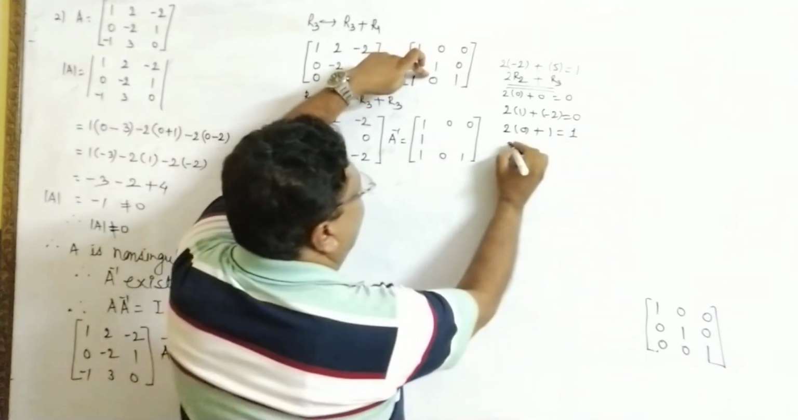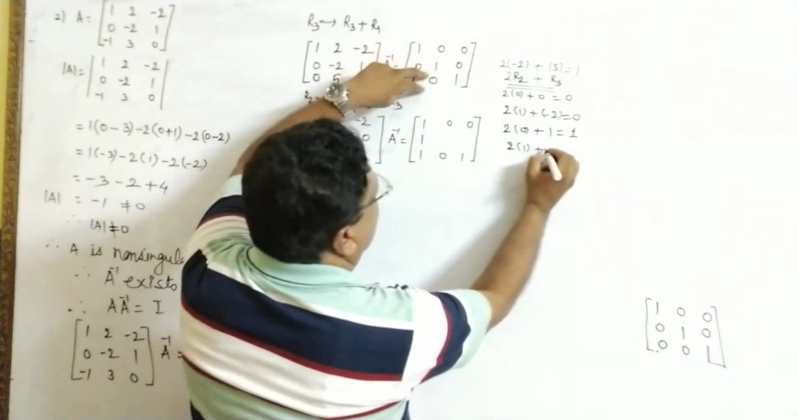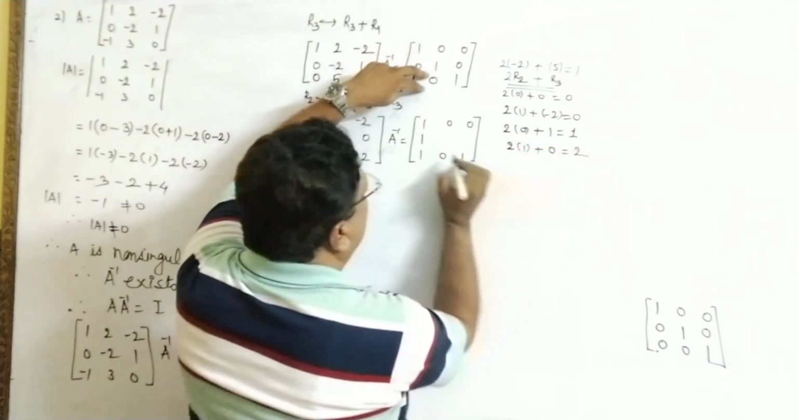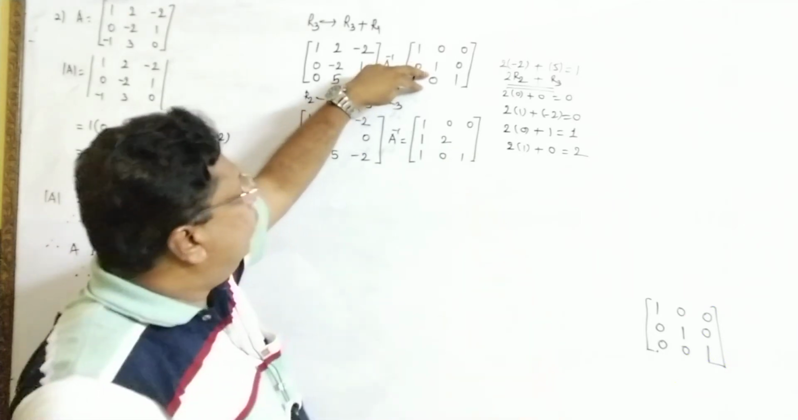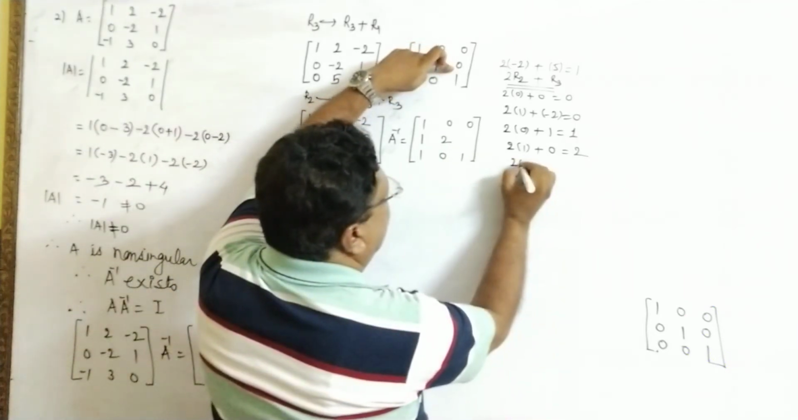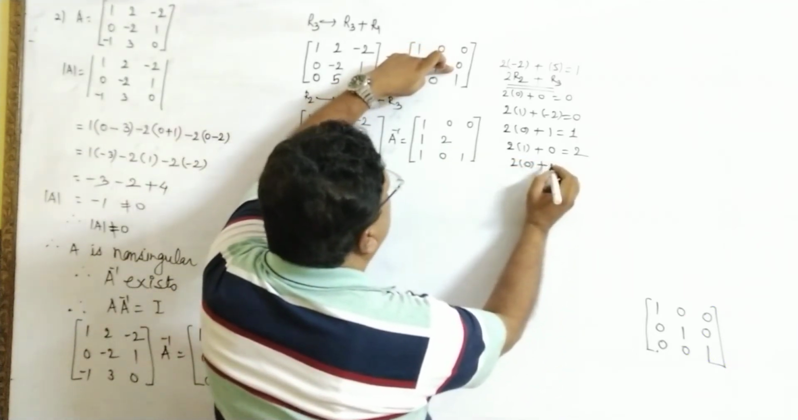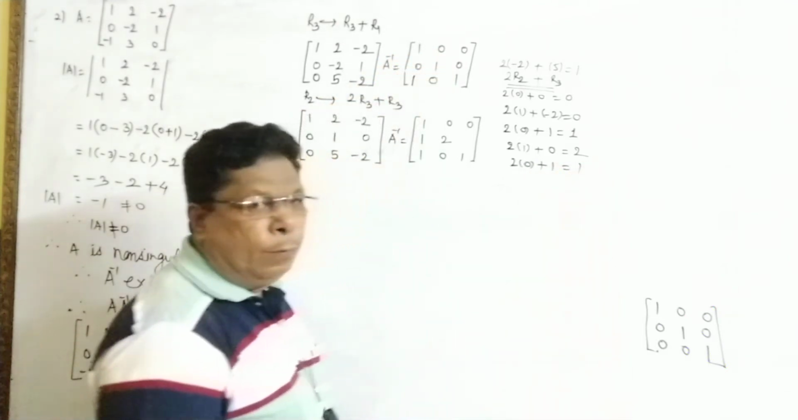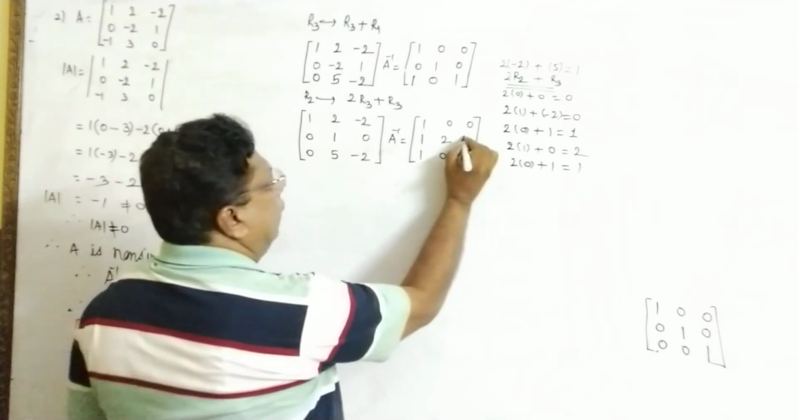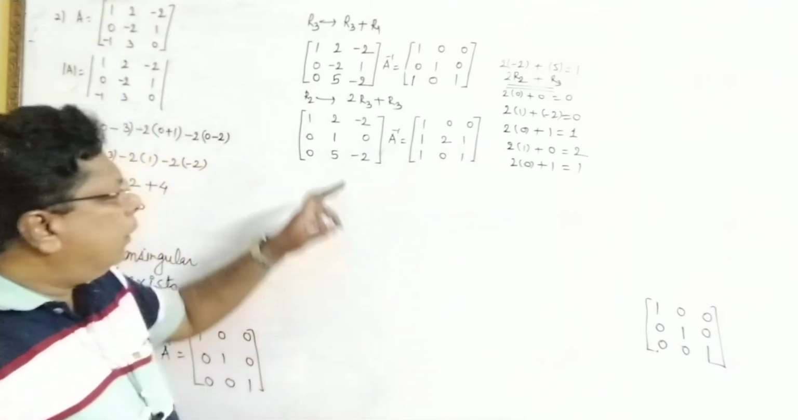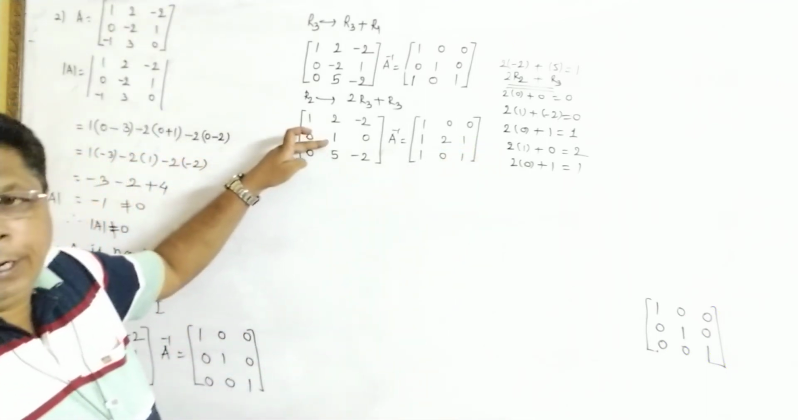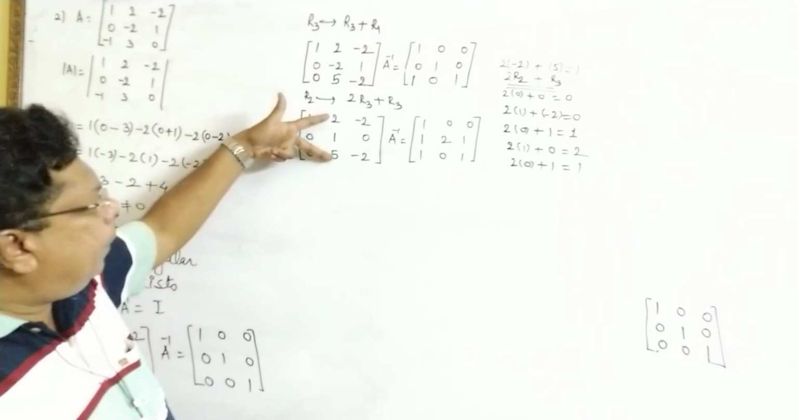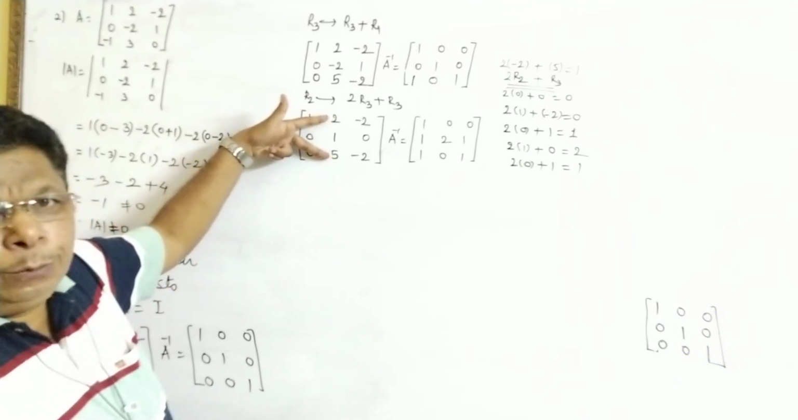Next element, 2 into 1 plus R3 is 0. 2 ones are 2, this element is 2. Next one is 2 into 0 plus R3 is 1. 2 into 0 is 0, 0 plus 1 is 1. So this element is 1. Third step is over. Now fourth step, bring 0 in the place of A1 2 and A3 2.